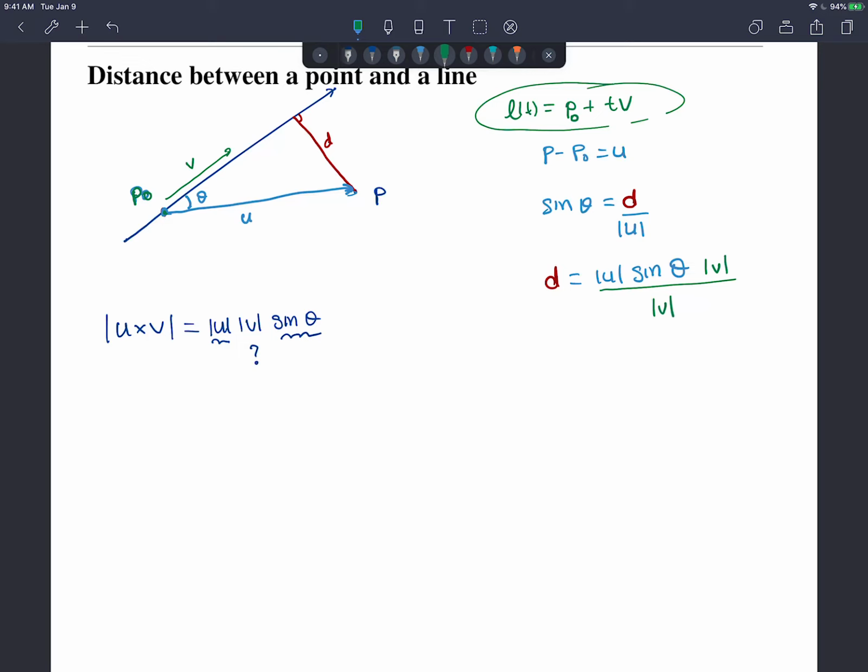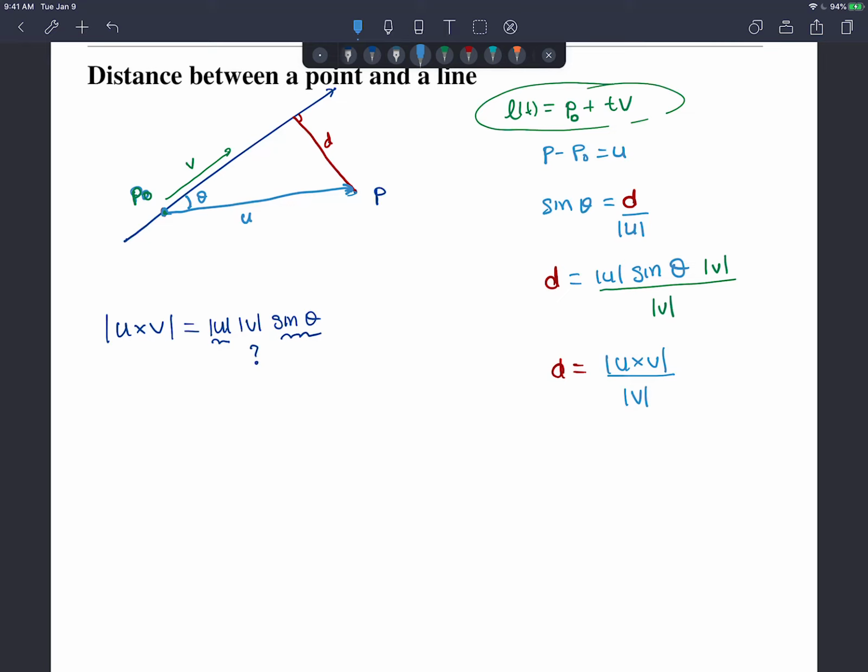Why did we do that? Because now the D is really just the magnitude of U cross V divided by the magnitude of V. And that's the formula for the distance between a point P outside of the line and the line given by P0 plus TV. Okay?